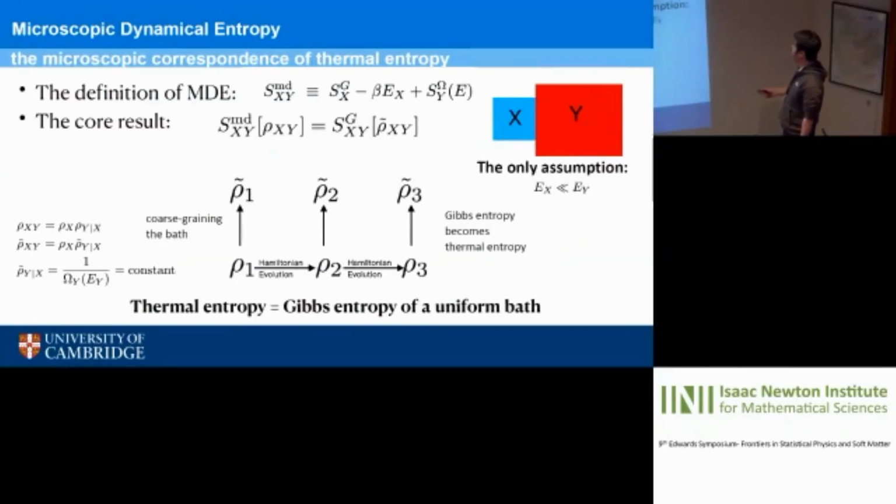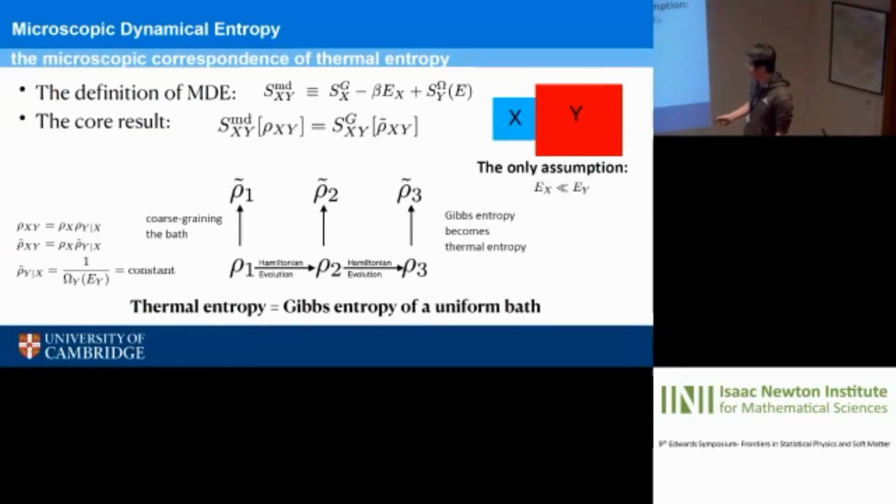We study a coupled Hamiltonian system X and Y, with Y much larger, so it is the bath. And the MD is defined as the Gibbs entropy of X, plus the inverse temperature times E_X, the average energy of X, and this is the background term. It naturally aligns with thermal entropy, and the core result is that you can obtain MD if you replace the real distribution by this coarse-grained distribution.